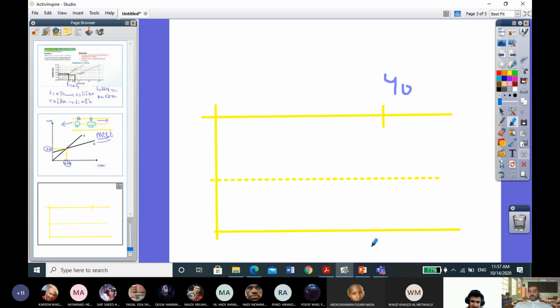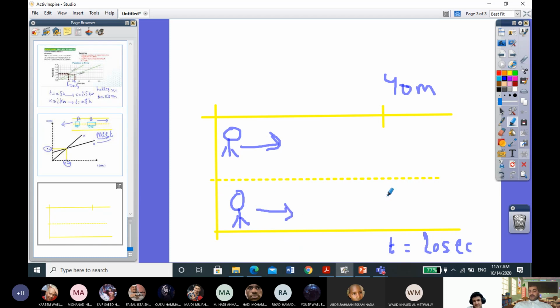And the time was here, the time at t equal 20. So they meet at this point. This is 20 seconds and this is 40 meters. So if they start running from here, guys, let's say this is Luis and this is Leia or Tia, they start running, they will meet at this point.